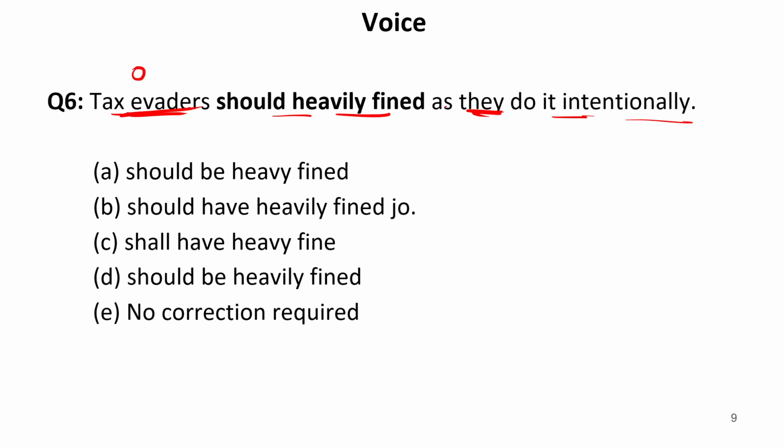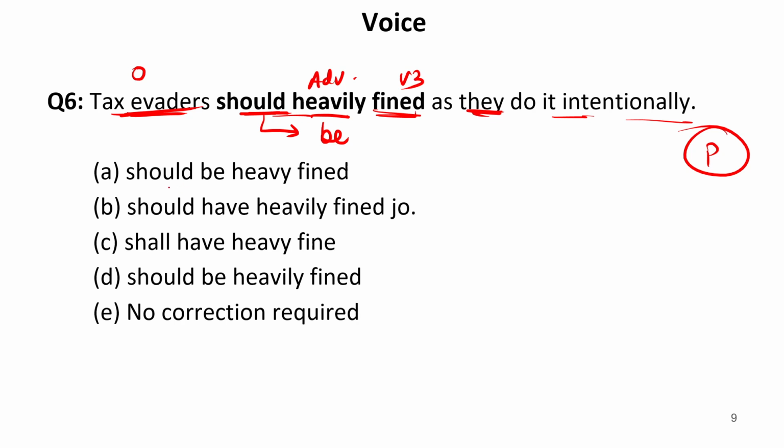And if they are the objects, it means the sentence is in passive voice, because the object is written at the beginning of the sentence. Therefore, the sentence has to be in passive voice. And if the sentence has to be in passive voice, it should have the structure of modal plus be plus verb third form. Now let us see the options. Obviously, "should heavily" is an adverb and we cannot have "fine" because fined is a verb third form, whereas after a modal we need verb first form if the sentence is in active voice. But here the sentence is in passive voice, therefore after "should" we just need the be form and then we can write fined, that is verb third form.